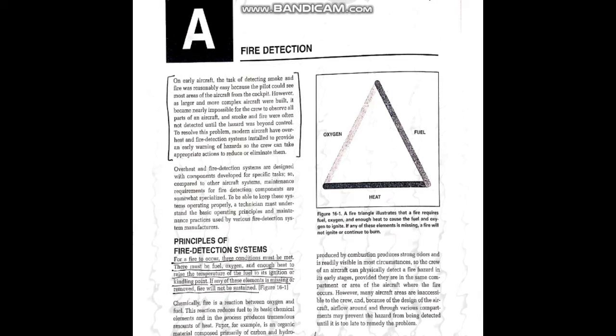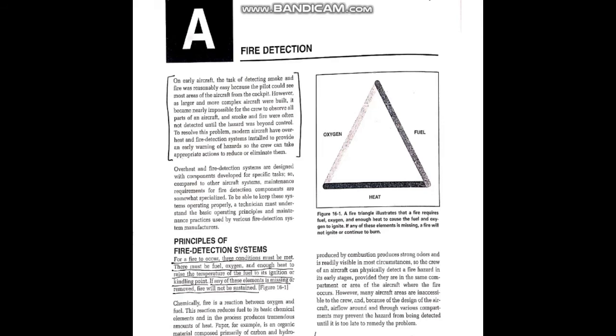We will start with section A, fire detection. On early aircraft, the task of detecting smoke and fire was reasonably easy because the pilot could see most areas of the aircraft from the cockpit. However, as larger and more complex aircraft were built, it became nearly impossible for the crew to observe all parts of an aircraft, and smoke and fire were often not detected unless the hazard was beyond control.